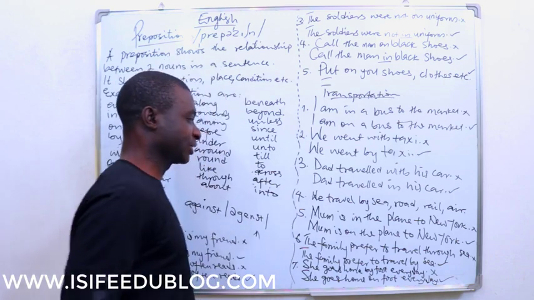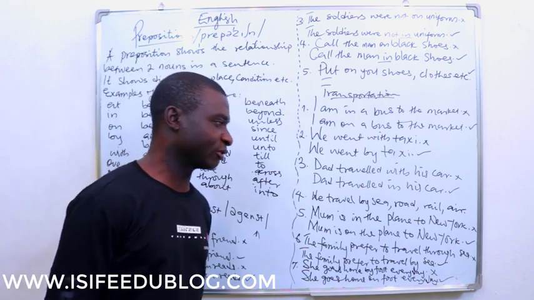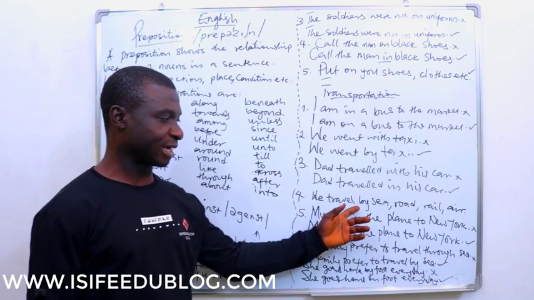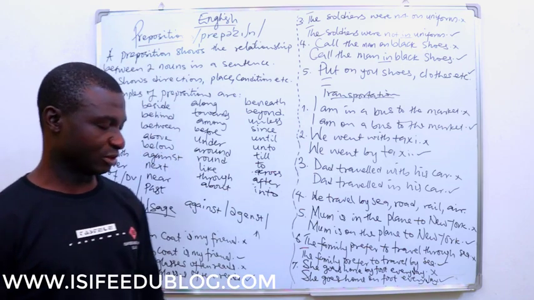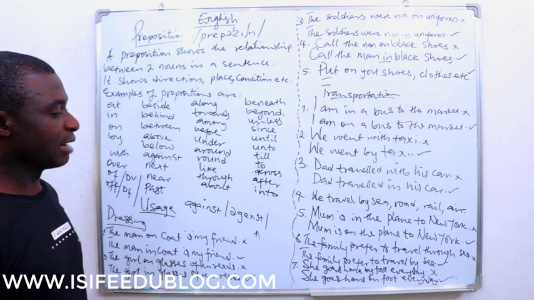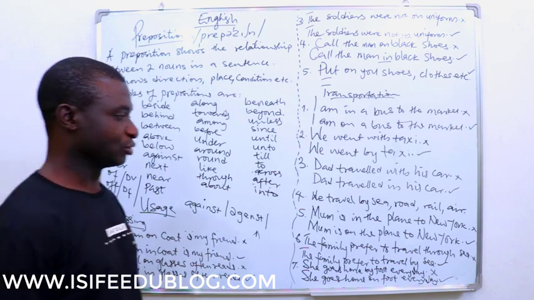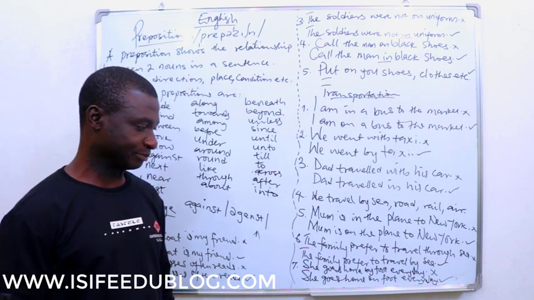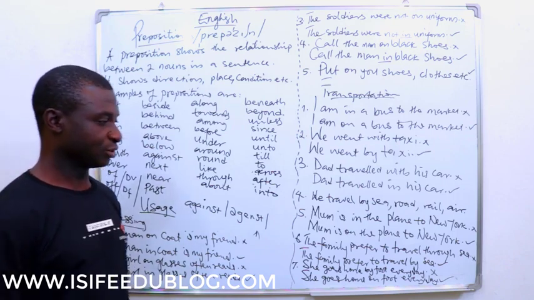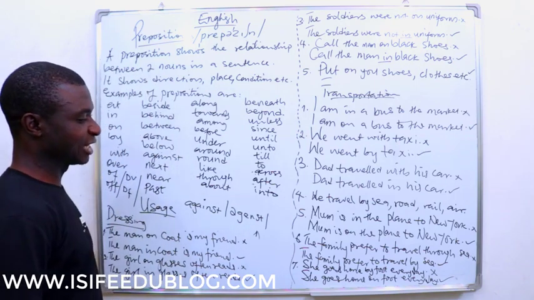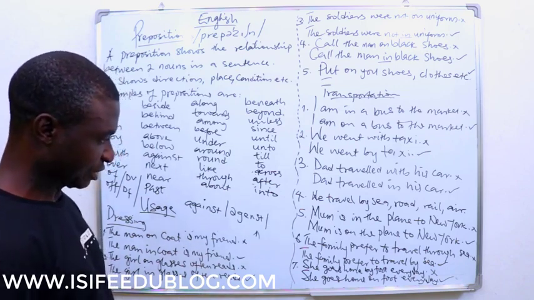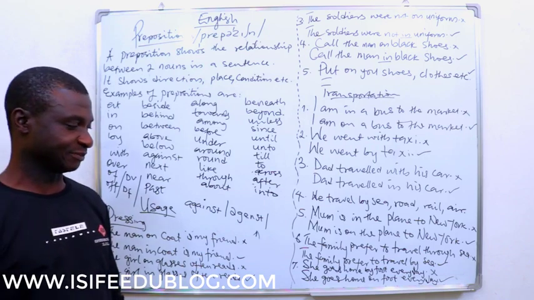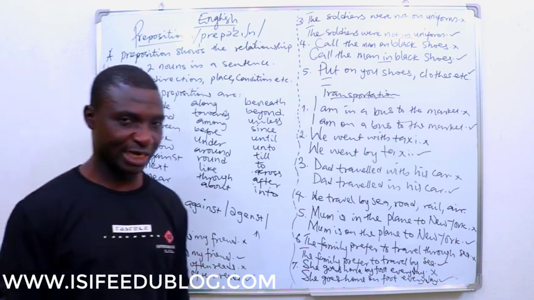We travel by sea, we travel by road, we travel by rail, or we travel by air. All of these are correct. You can travel by sea, or by road, by rail, or by air. Mom is in the plane to New York. That's not too good. Mom is on the plane to New York. The family prefer to travel through sea. No. The family prefer to travel by sea. It's better and more acceptable.